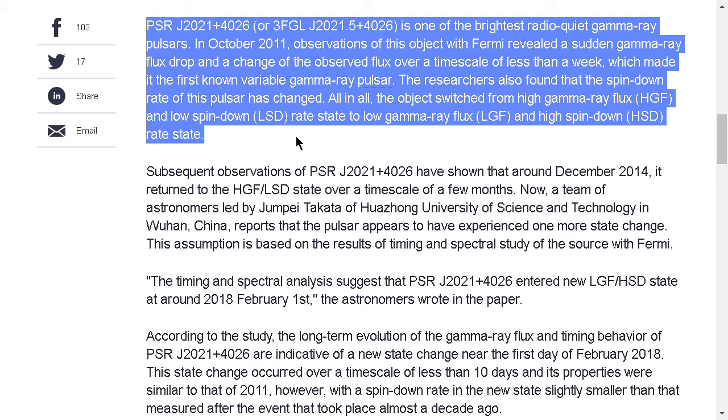The researchers also found that the spin-down rate had changed. That's right, folks. When the gamma rays increase, the spin slows. And when the gamma rays decrease, the spin speeds up. So this is super important in terms of the behavior of pulsars.